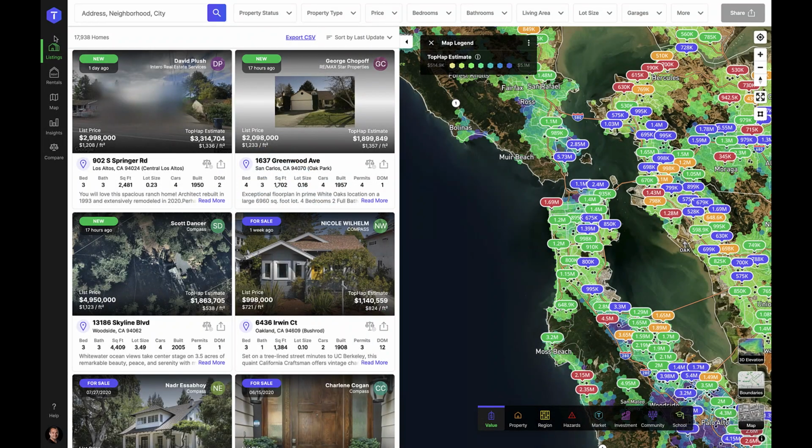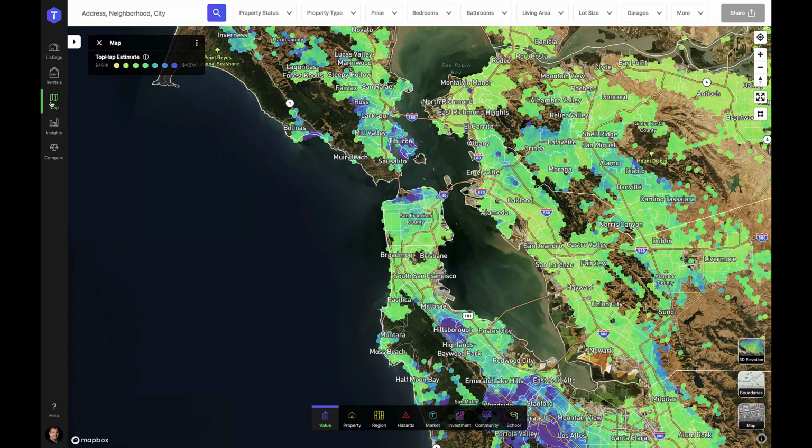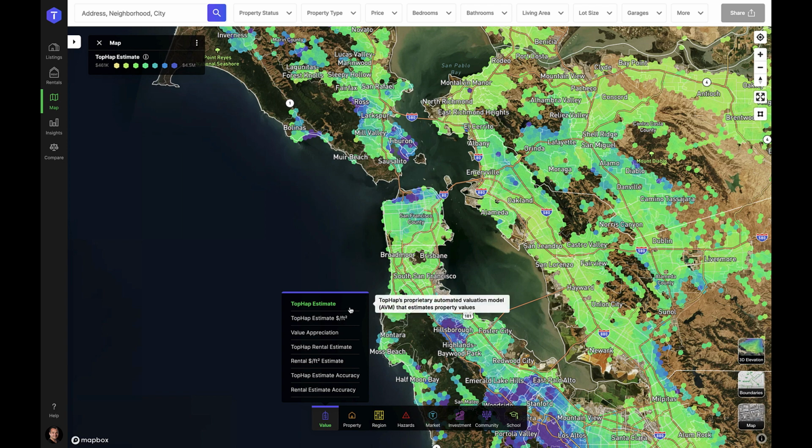In this video, we're going to discuss the Value Analytics Map Layers category. We'll switch to the map mode to give us more room to investigate the insights that all of these visual map layers surface. This layer category contains everything you need to know about values of properties in any region. Every layer in this category is derived from TopHap's automated valuation model, also known in the industry as the AVM. TopHap utilizes state-of-the-art machine learning techniques to accurately and confidently produce property value and rental estimates.